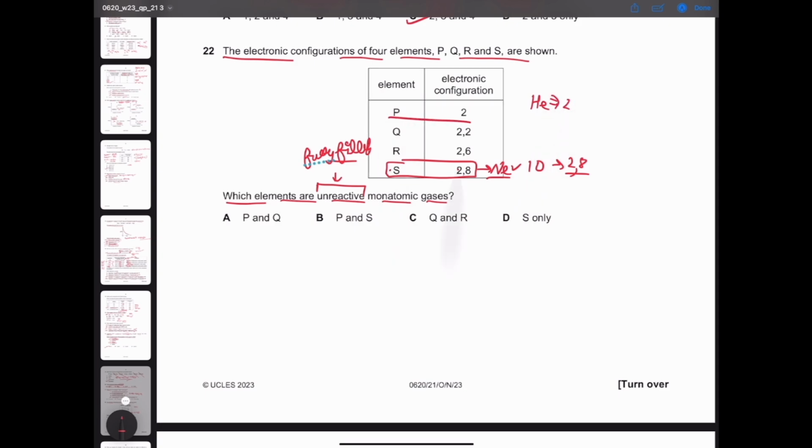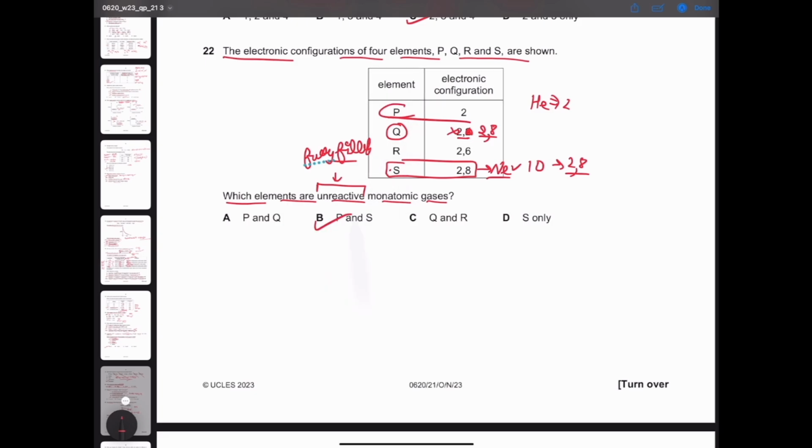Alright, do not make the mistake of picking Q because it appears uniform. There is no concept here. It should be 2, 8, then you can call it unreactive. It is not 2, 8, it is 2, 2, which is reactive. So P and S should be the answer, which is option number B.